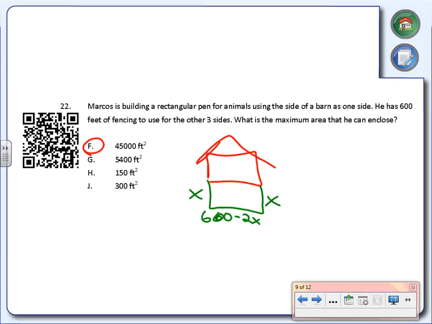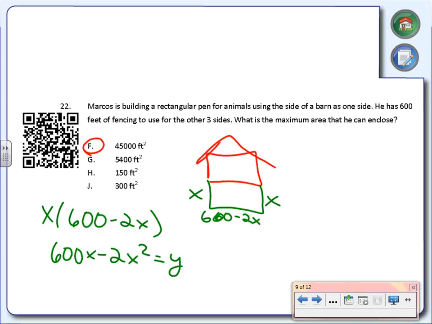Remember here, to find the area of a rectangle, we're multiplying the length times the width. So we're multiplying x times the 600 minus 2x. And if we do a little distributive property here, we get 600x minus 2x squared. And what that's going to equal is y, which is going to represent our area. That's what the y is. It represents the area. This is a quadratic. Now let me go ahead and rewrite it so that it looks a little more familiar to us. Put it in standard form here.